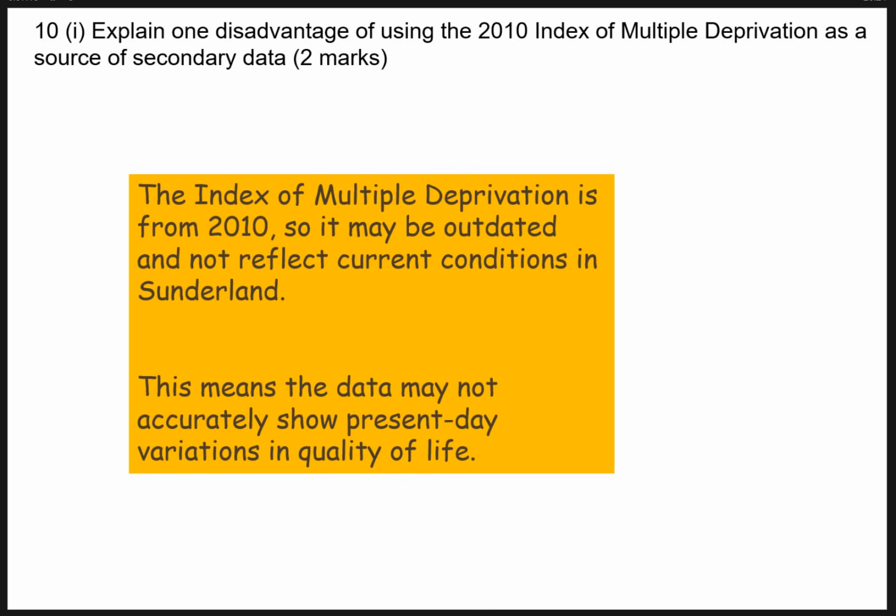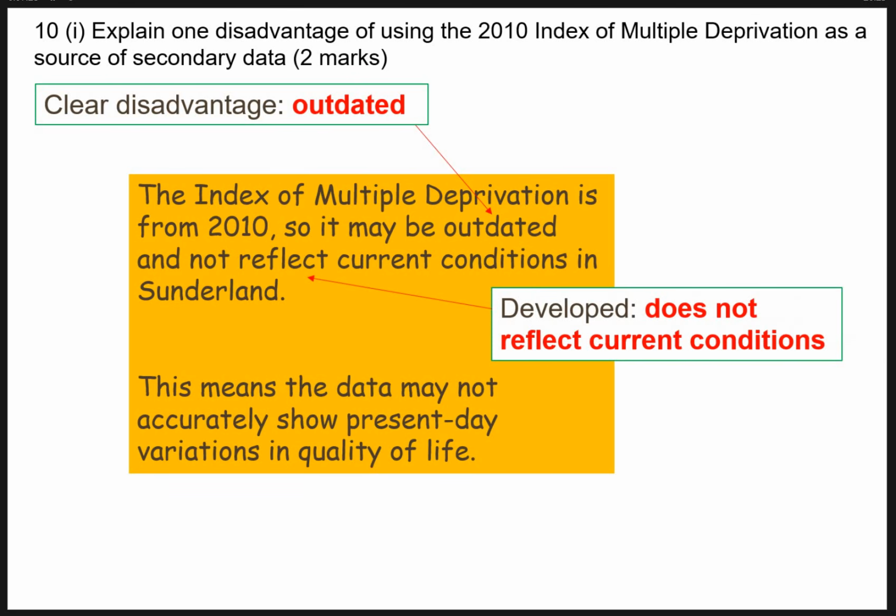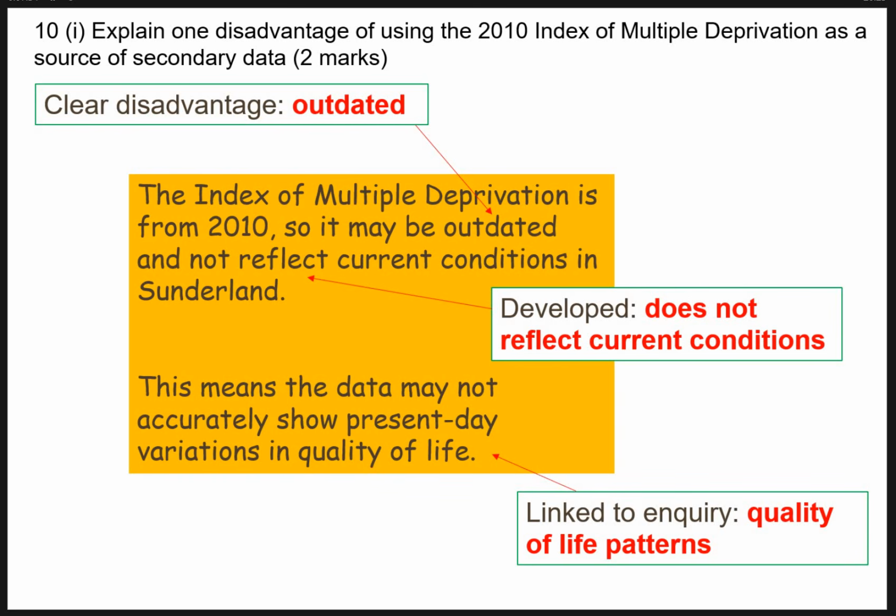The index of multiple deprivation is from 2010, so it's outdated and may not reflect current conditions in Sunderland. So that's the first point. I've said it's outdated. The second point I've done is I've developed it, saying it doesn't reflect current conditions. And then the final bit is linking into the quality of life patterns. So this means that the data may not accurately present present day variations in quality of life.